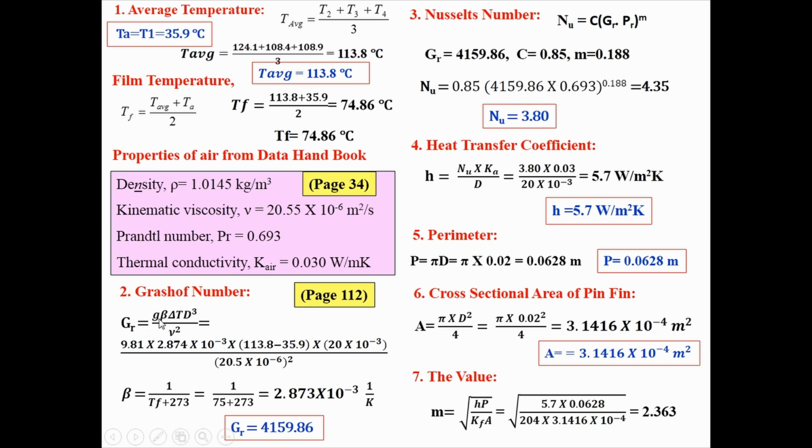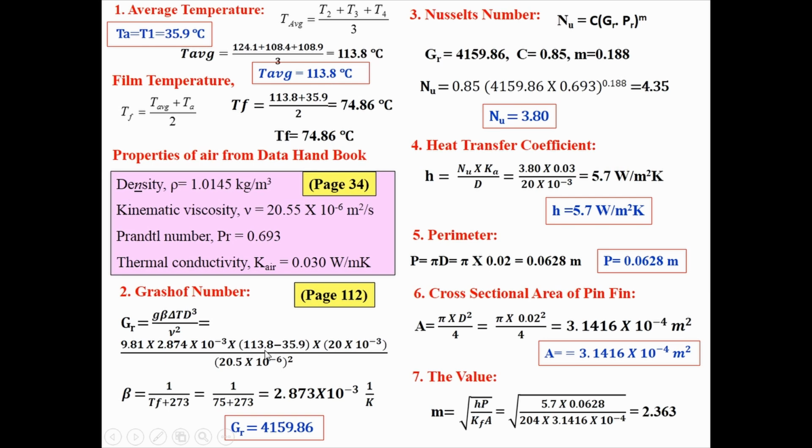Okay, so g is constant, that is 9.81, whereas beta is nothing but what? Already we know that beta is equal to 1 divided by Tf plus 273. Tf we already calculated here, 75. Substitute, then you will get beta is equal to 2.873 into 10 to the power of minus 3. Okay, next, delta T. Delta T is nothing but the change in temperature. What is the change in temperature? That is T average minus Ta, that is 113.8 minus 35.9 degrees Celsius.